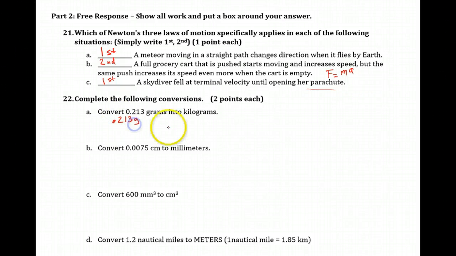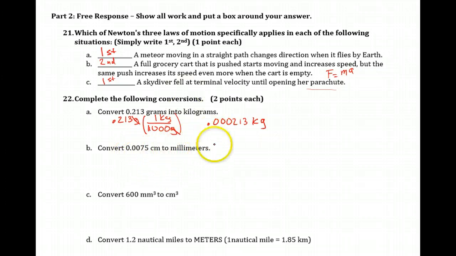0.213 grams. And we know in our unit multiplier we're going to want 1,000 grams in the bottom, so we can cancel this out, and 1 kilogram on top. Alright, so we will go ahead and cancel our unit out, and then we end up with 0.213 divided by 1,000, 0.000213 kilograms.